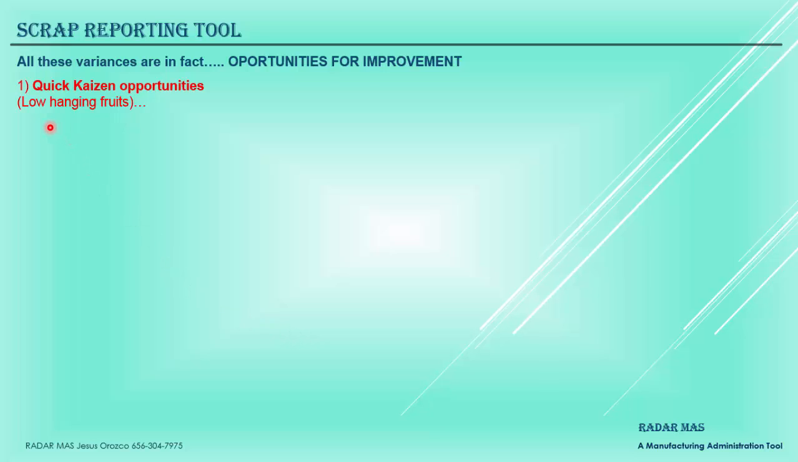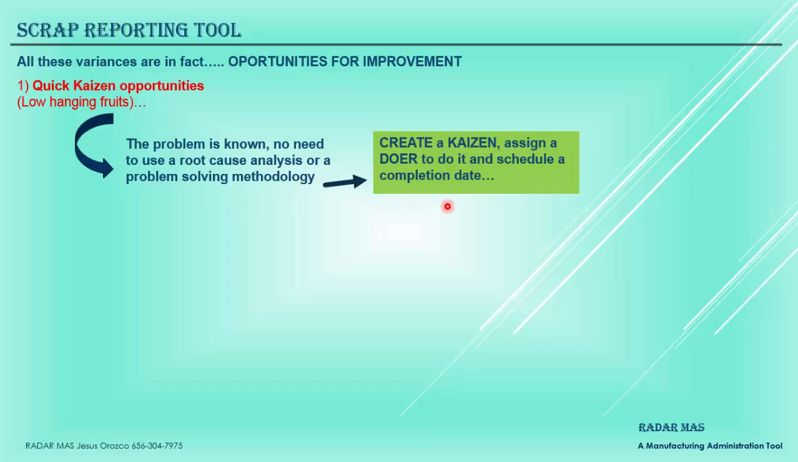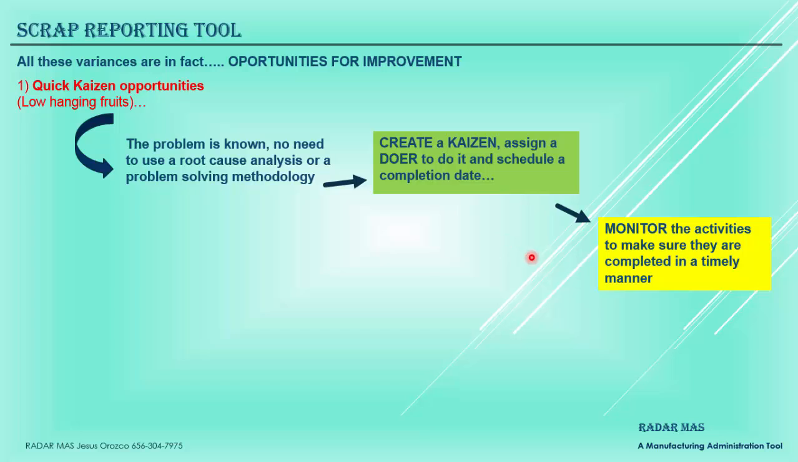The first one could be quick Kaizen opportunities, meaning low-hanging fruits. In this case, the problems are already known by our production personnel or quality or maintenance people, and there is no need to do a root cause analysis or a problem-solving methodology. We just need to create a Kaizen, assign a responsible person, get a commitment date, and of course monitor that the actions are taken in a timely manner.